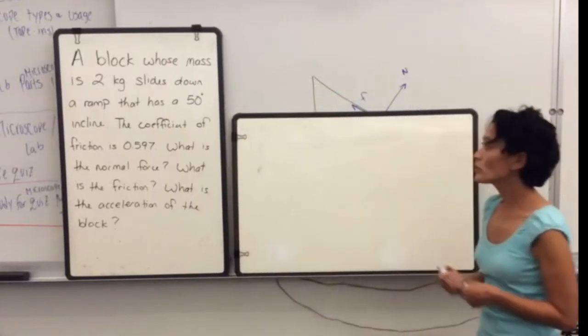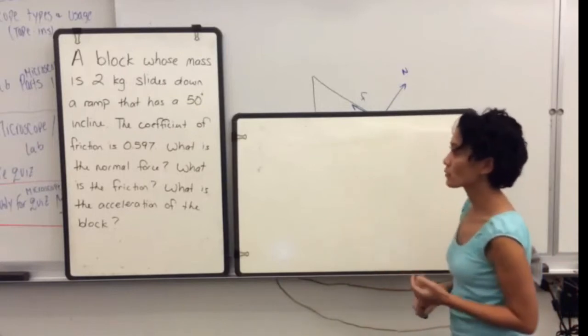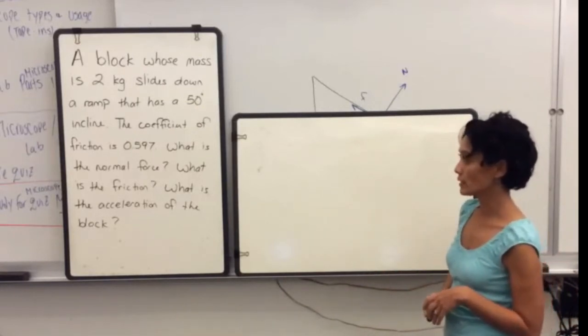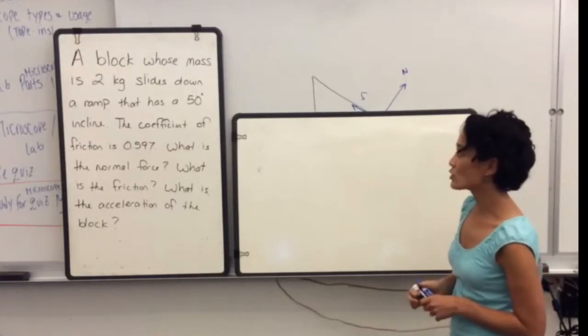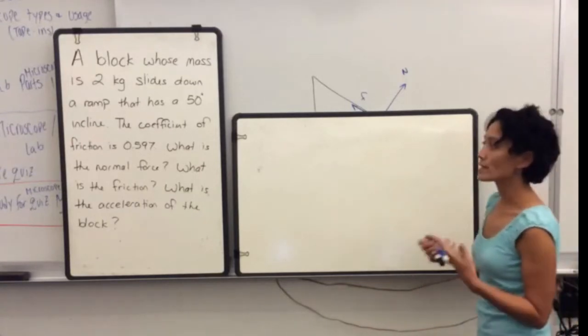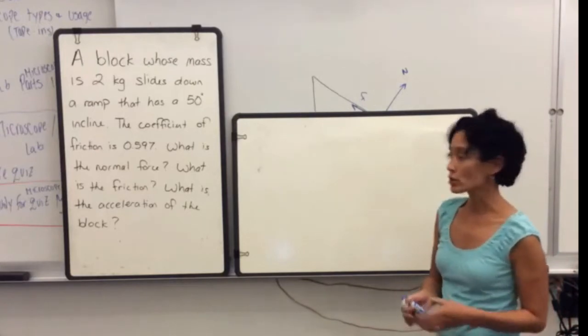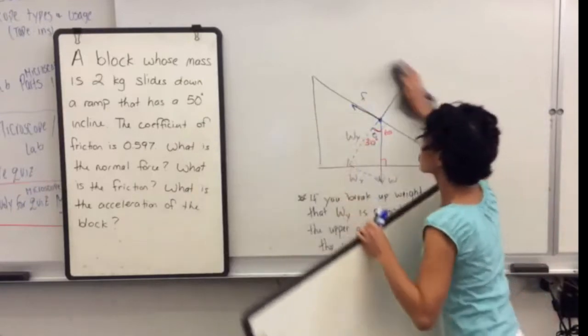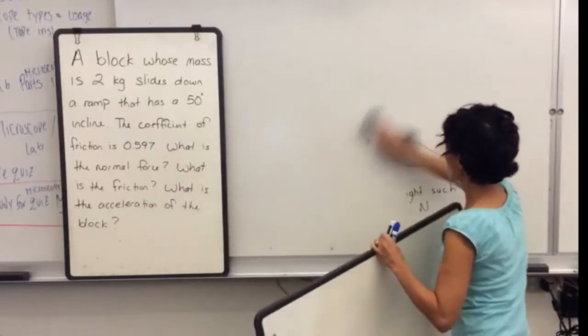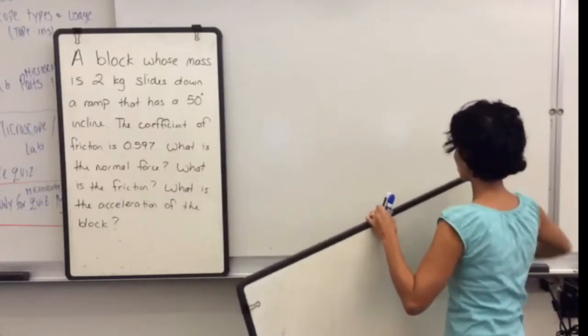So it says a block whose mass is 2 kilograms slides down a ramp that has a 50-degree incline. Coefficient of friction is 0.597. What is the normal force? What is the friction? And then what's the acceleration of the block? So I'm just going to draw my force diagram up here, then I'll use this board as my calculation one.